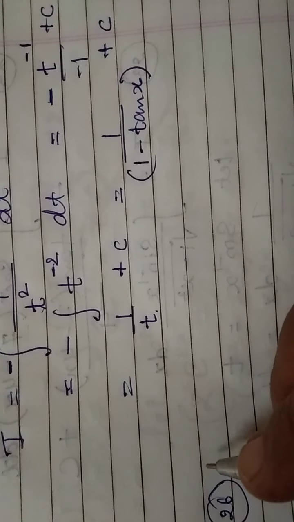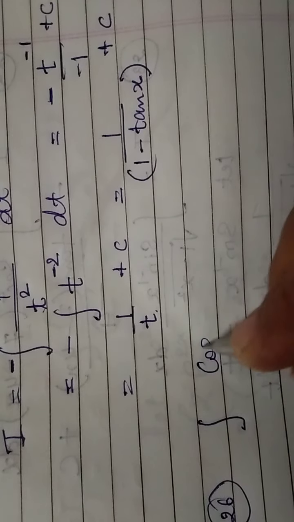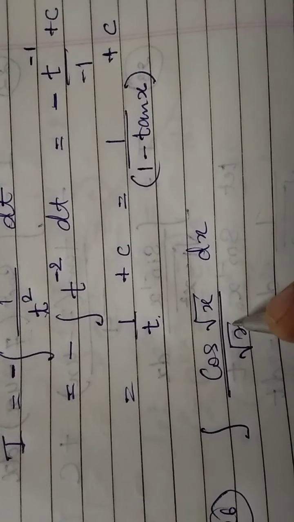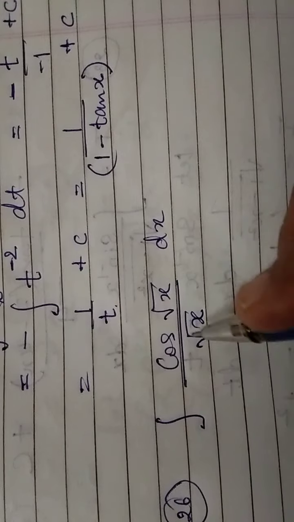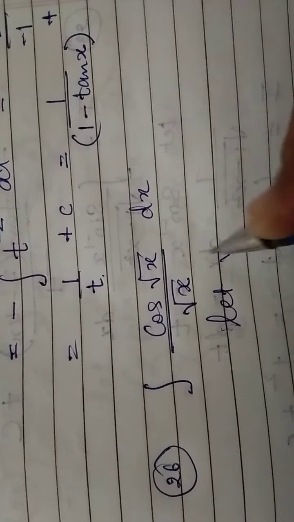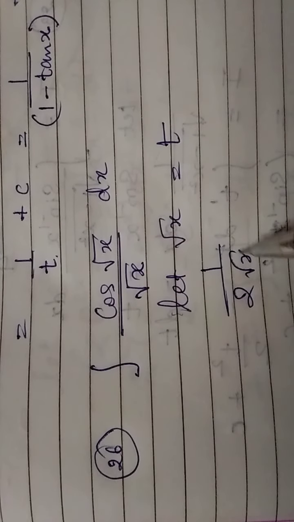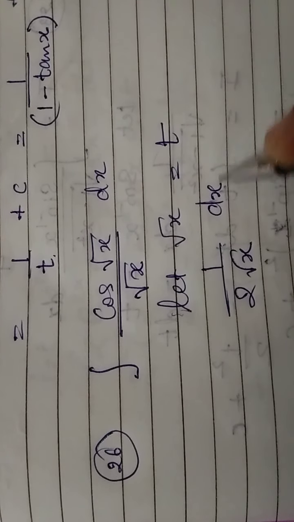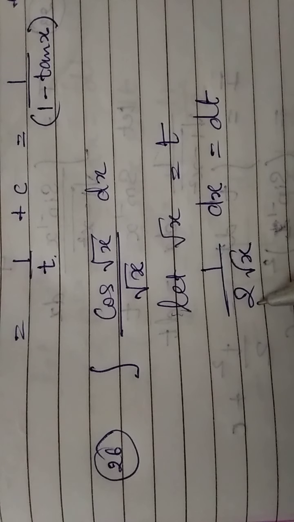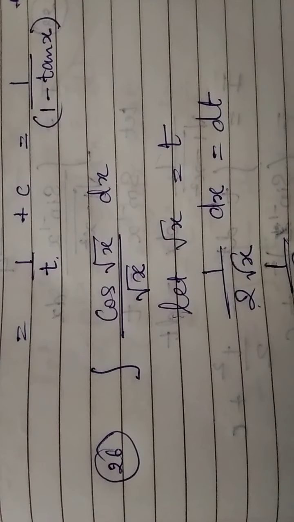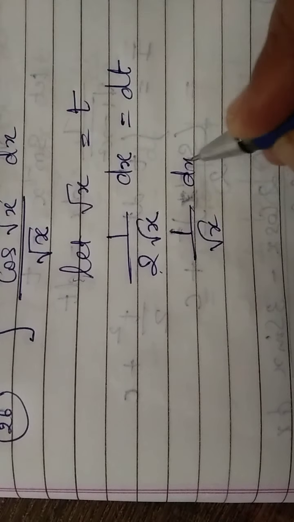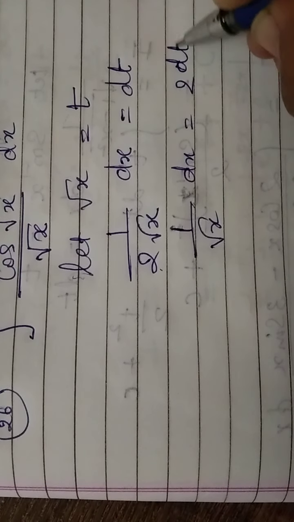Question 26 which I am having is the integral of cos of root x into dx upon root x. This is so very simple. Root x is visible, so in substitution we say let root x be equal to t. The differentiation of root x is going to be 1 upon 2 root x, into dx is equal to dt. This 2 you cross multiply with dt, so I have 1 upon root x into dx is equal to 2 dt.